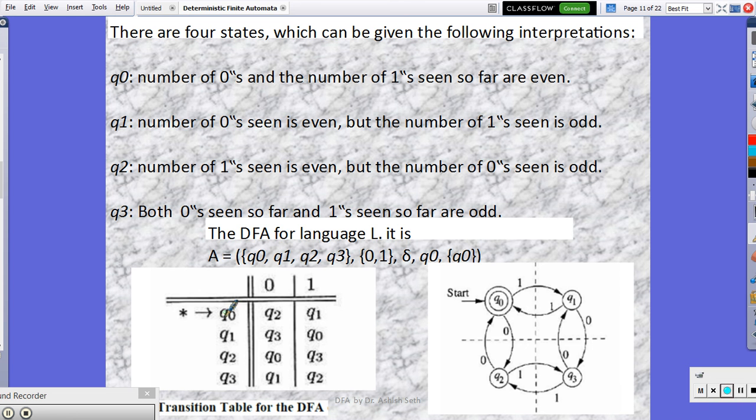If you see this Q0, note that this is the initial state as well as the final state. So this is the transition table for 0 input. On Q0 we are reaching Q2 and then Q1, and likewise we can make the transition table. So this is the transition table and transition diagram which accepts all the strings that have an even number of zeros and even number of ones.